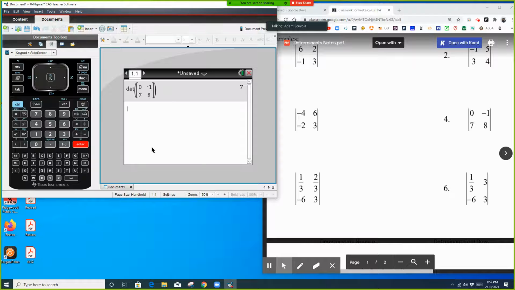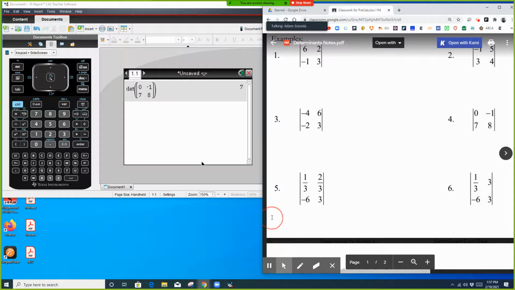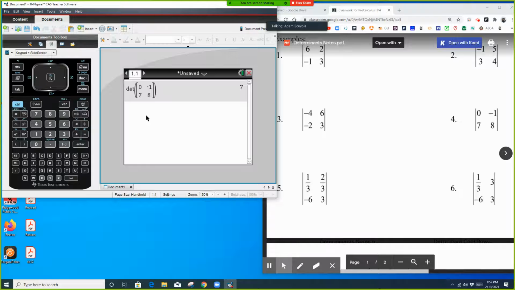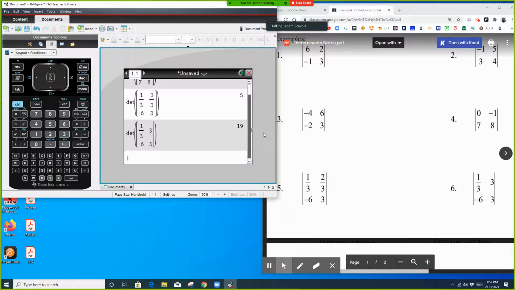All right. And then let's check our work for number 5. So remember, a beautiful thing about this calculator is you can copy and paste. So if you were doing another determinant, I would just arrow up, highlight that, hit enter, and then edit it. So change this to 1 divided by 3, change this to 2 divided by 3, change this to -6, change this to 3. For number 5, the determinant was 5. And then, one more time, copy and paste for number 6, keep that 1/3 there, change this to a 3, and nothing else really changes there: 19.